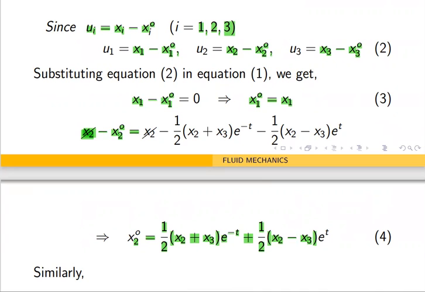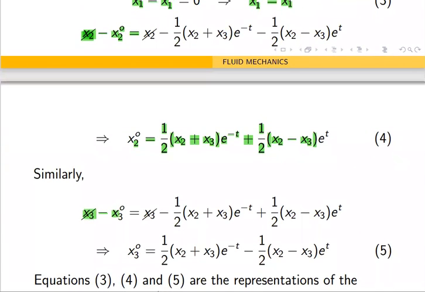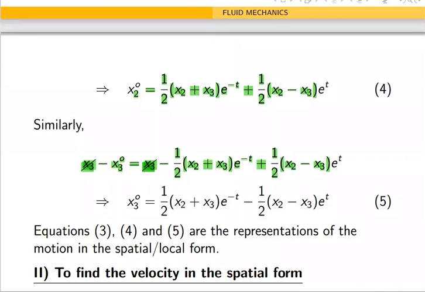Similarly, take the third equation, u3, which is x3 minus x3 naught. The remaining as it is. We can easily see that x3 and x3 will get cancelled, and change the sign throughout. So you get x3 naught equal to this. Call it equation 5. So 5, 4 and 3 are representations of the motion in what form? Spatial form, or you can also call it local.